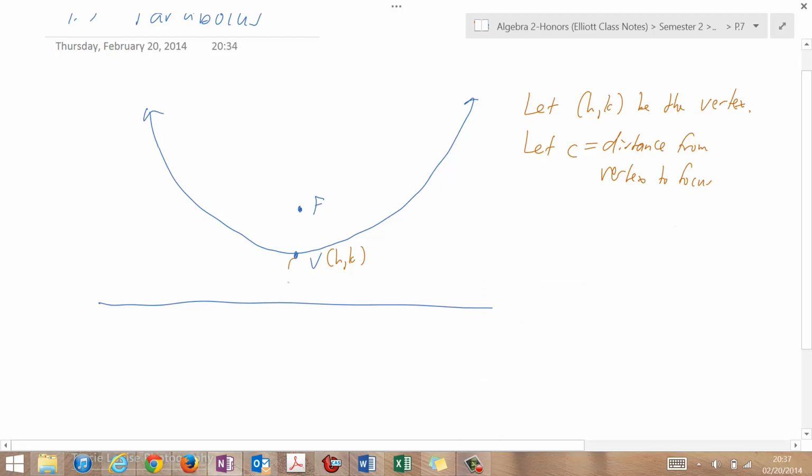So I'm going to diagram c here and here because c is also the distance from the vertex to the directrix.